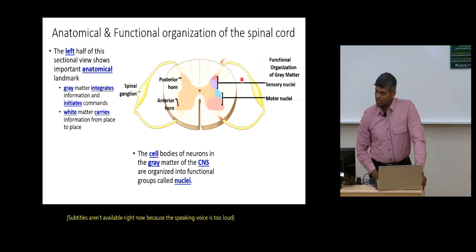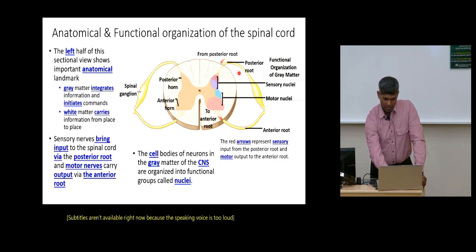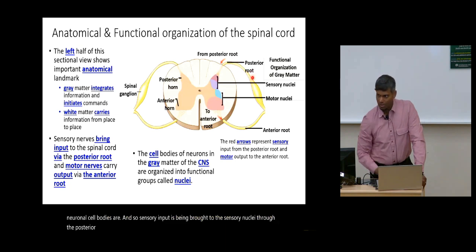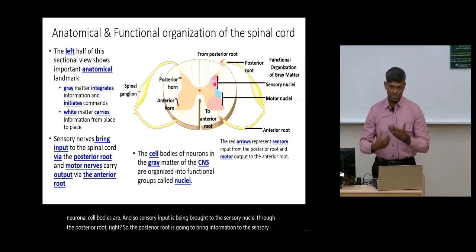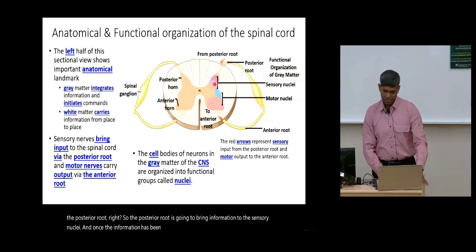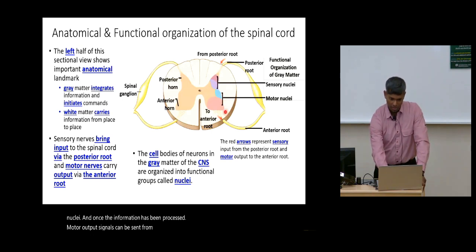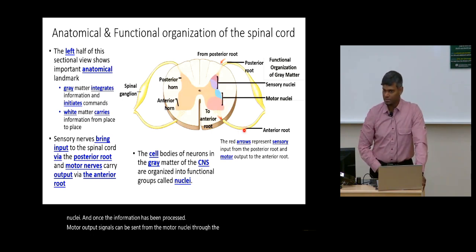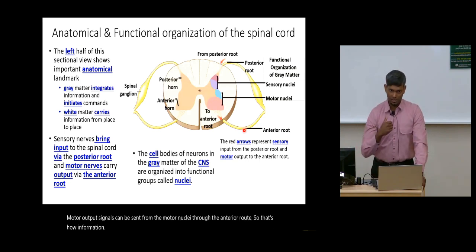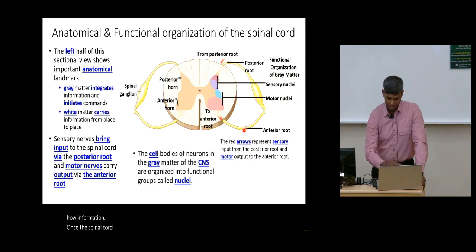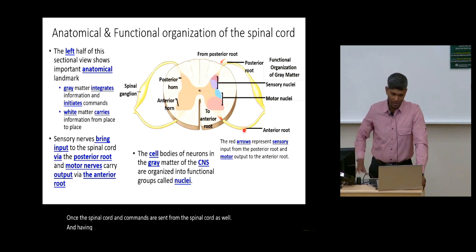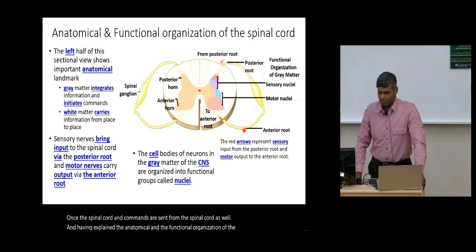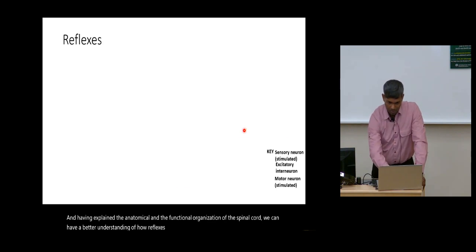And so sensory input is being brought to the sensory nuclei through the posterior root, right? So the posterior root is going to bring information to the sensory nuclei, and once the information has been processed, motor output signals can be sent from the motor nuclei through the anterior root, right? So that's how information comes to the spinal cord, and commands are sent from the spinal cord as well. And having explained the anatomical and the functional organization of the spinal cord, we can have a better understanding of how reflexes work. So what are reflexes?